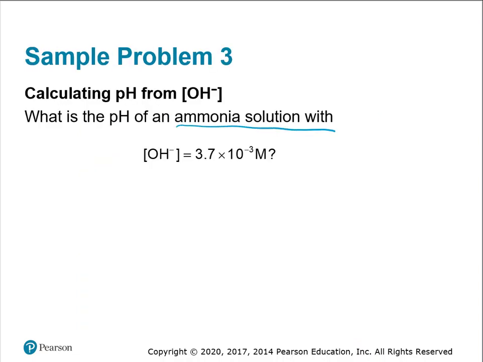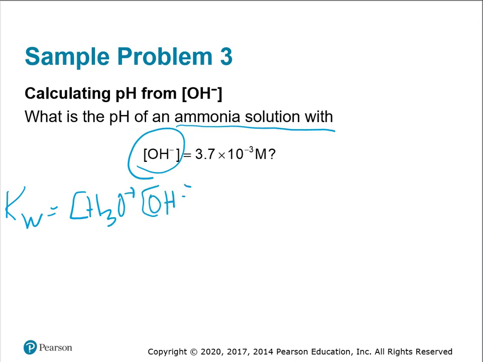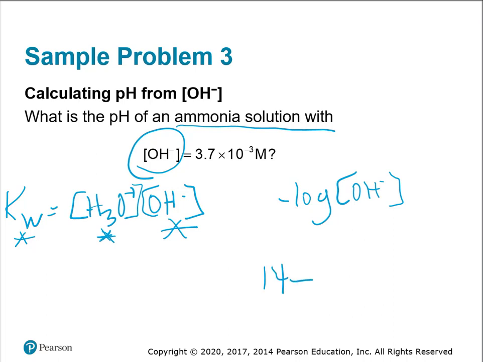What is the pH of an ammonia solution with a hydroxide ion concentration of 3.7 times 10 to the negative 3? Well, we could do a couple of things. Do you remember that Kw is equal to the concentration of H3O plus times OH minus? If we're given the hydroxide ion concentration, we know Kw is 1 times 10 to the negative 14. We could find this and then take the negative log of it. Or we could take the negative log of our hydroxide ion concentration and then simply do 14 minus that answer to get our pH. It's up to you. Let's do both.